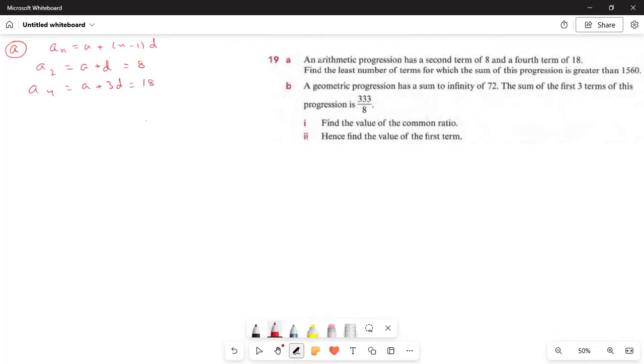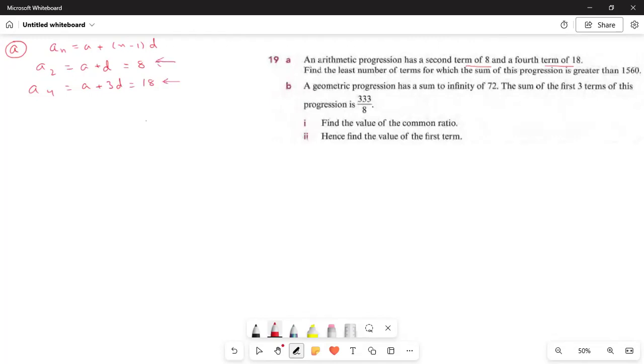When you see the problem, in the beginning it may sound very difficult. You're talking about the second term and the fourth term, and you have to find how many terms you need to sum up to 1560. So don't be overwhelmed by this statement. Try to write the information whatever is available. So we are given these two pieces of information.